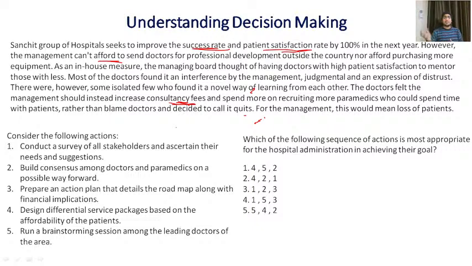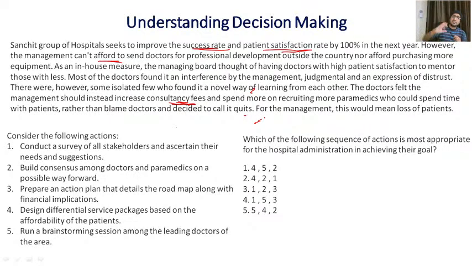Third is prepare an action plan that details the roadmap along with financial implication, of course, because financial constraint is there, so you will have to do something which considers financial implication to the company. Third also looks good.